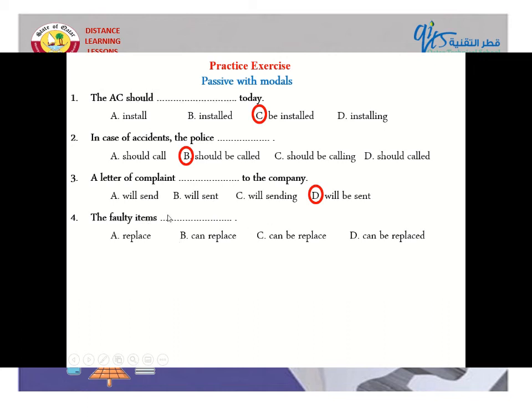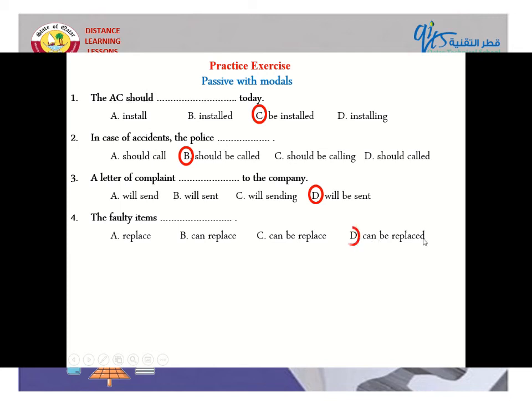Number 4, the faulty items, space. So we need modal verb plus be plus past participle. Replace, wrong. Can replace, be is missing here. Can be replaced, this is okay, but replace is not the past participle. Here we have can be replaced.